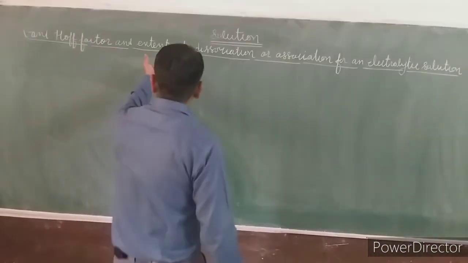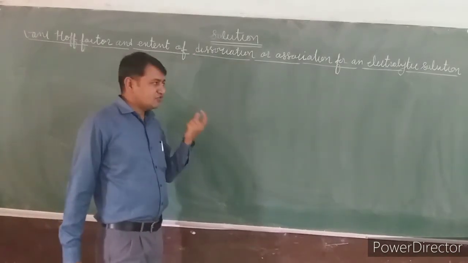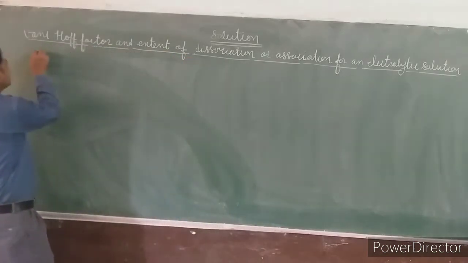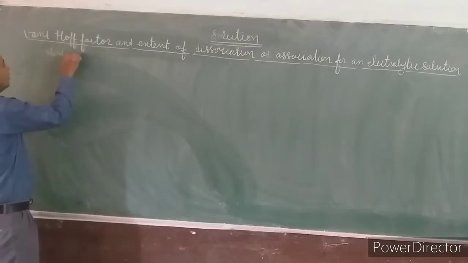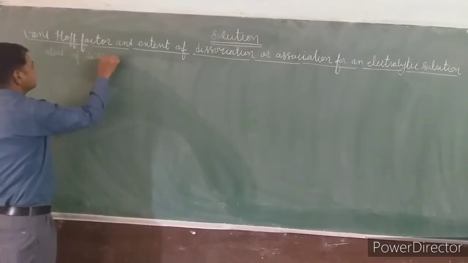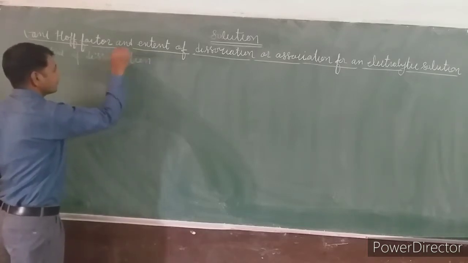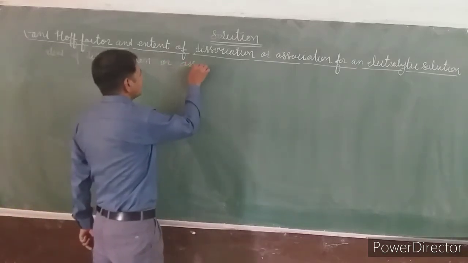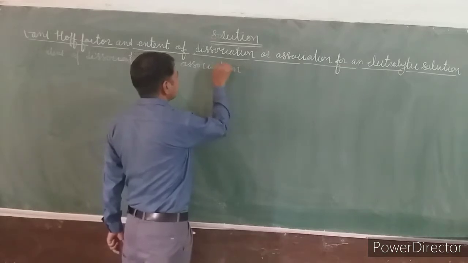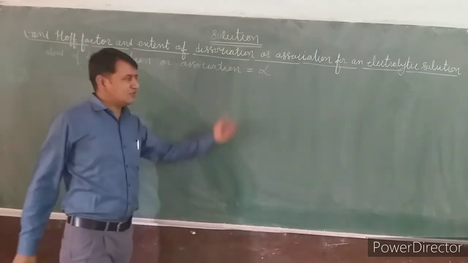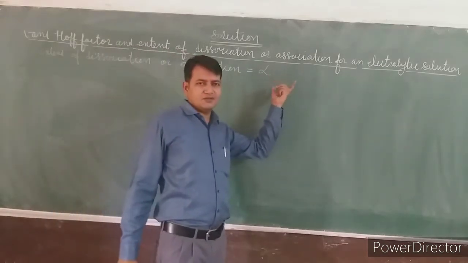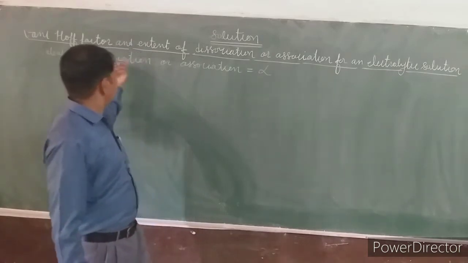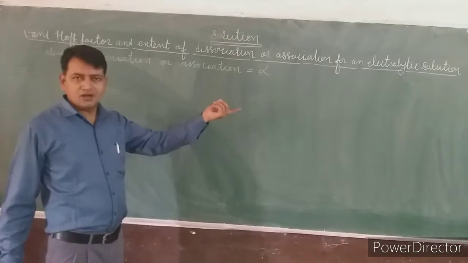This term, extent of dissociation or association, is generally denoted by the symbol alpha, which we have discussed in the previous classes. Alpha is the degree of association or dissociation. So with the help of the Vant Hoff factor, we can determine the degree of dissociation or association.